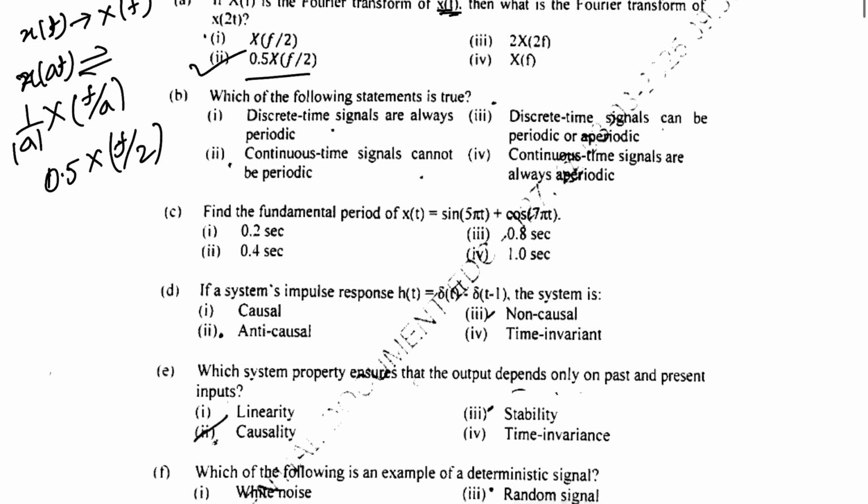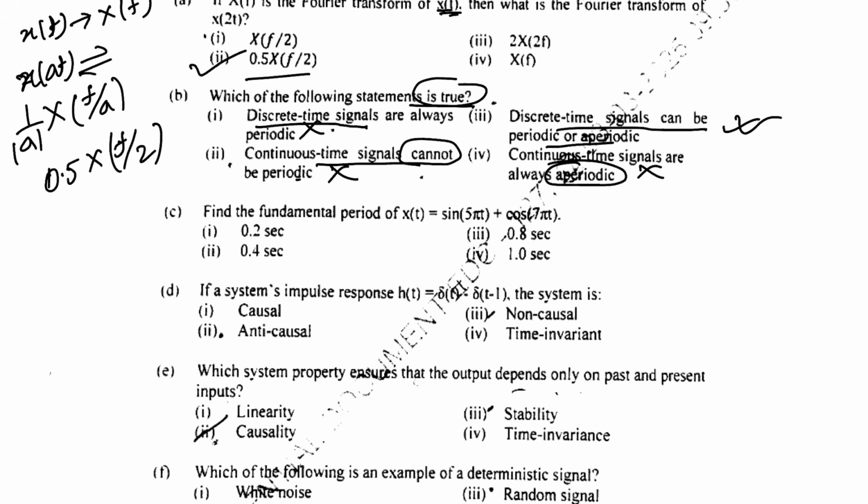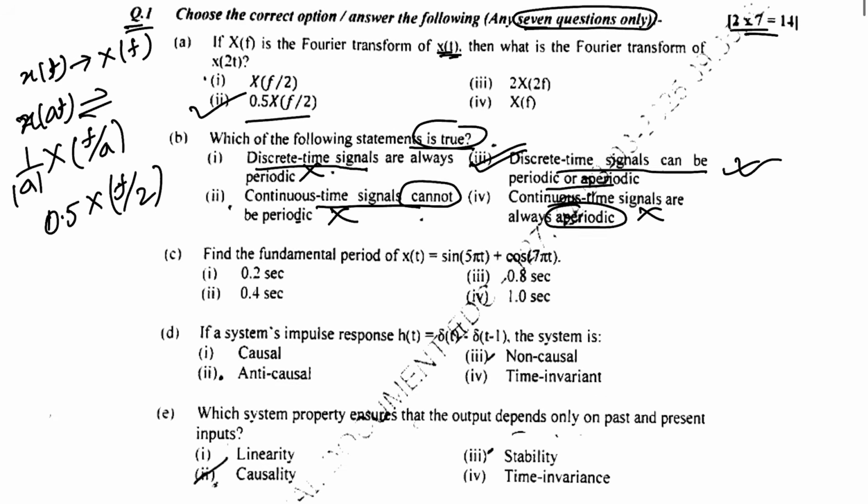Okay. Now, part B, which of the following statements is true? Discrete time signals are always periodic, it is not necessary. There are many discrete time signals which can be both periodic and non-periodic. Okay. Discrete time signals can be periodic and aperiodic. Continuous time signals cannot be periodic, it is not so. There are many continuous time signals which are periodic, and also many which are non-periodic. Okay. So the third option will be correct. B is third, it is simple. It is a general understanding question.